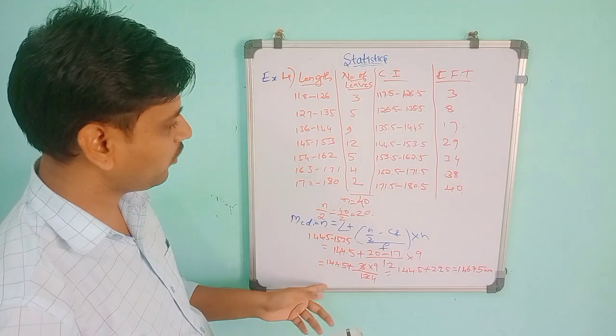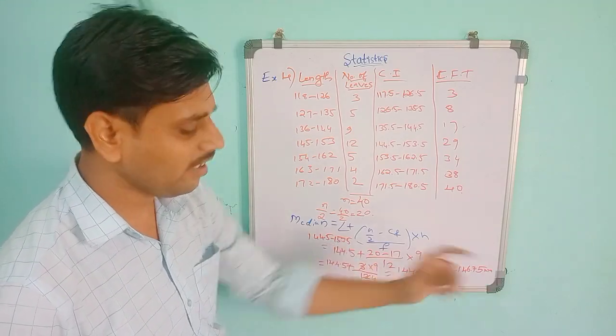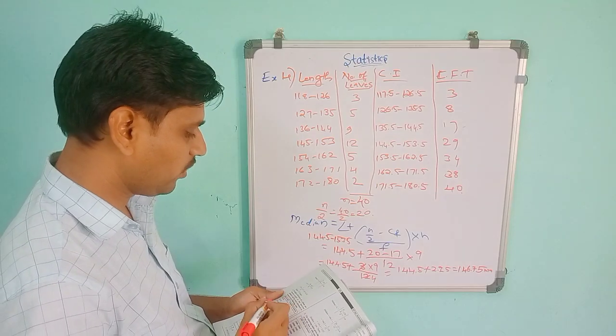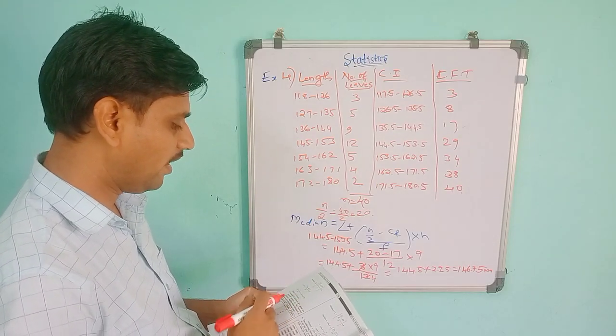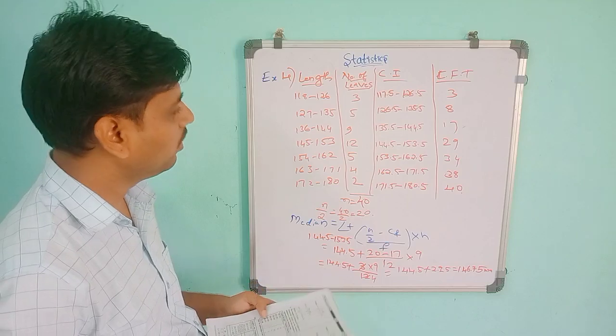The median length of the leaves is 146.75 mm, because they gave the length of the 40 leaves, a total of 40 leaves, and their length in mm. So that is how you get the table.